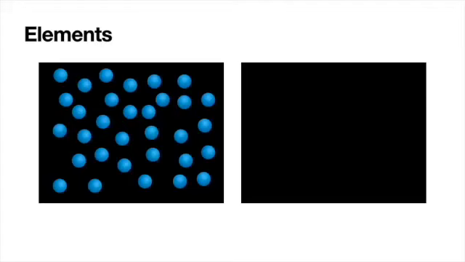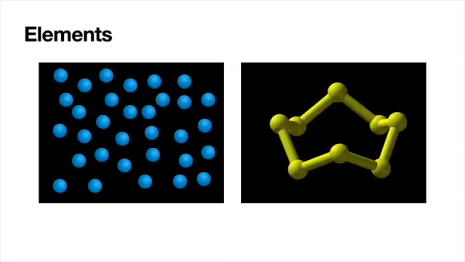Let's have a look at those two definitions in more detail. Firstly, elements. If the atoms in a substance are all the same type, then the substance is an element. The element could contain individual atoms, like this, or it could contain molecules containing only one type of atom, like this. The important thing is that an element has only one kind of atom in its structure.